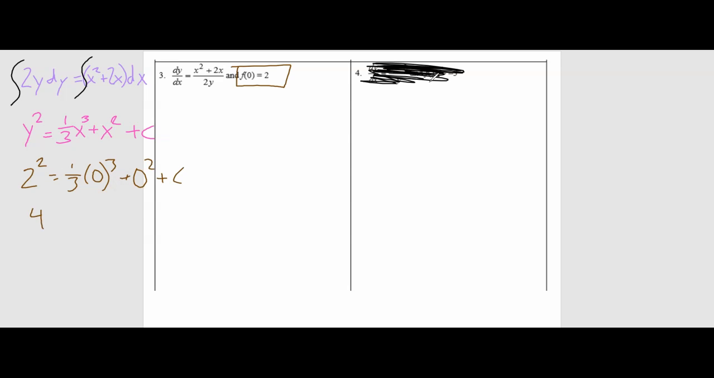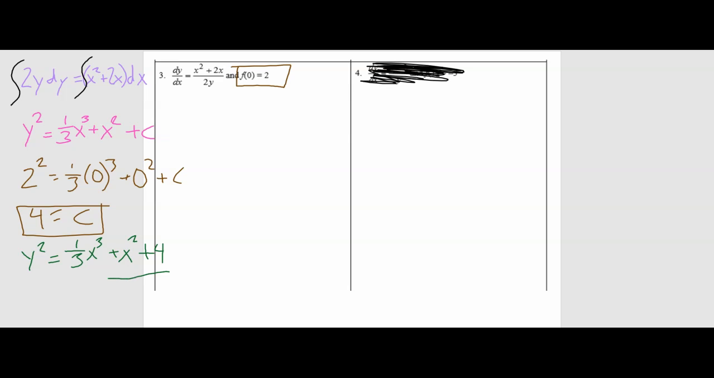And I pretty quickly figure out that c is equal to 4. So I'm going to rewrite my equation. I get y squared is equal to 1/3 x cubed plus x squared plus 4. So you may think, well, I'm done here, right? I figured out what my constant is, so I'm good to go. Well, not quite. There's still one more thing we have to do.